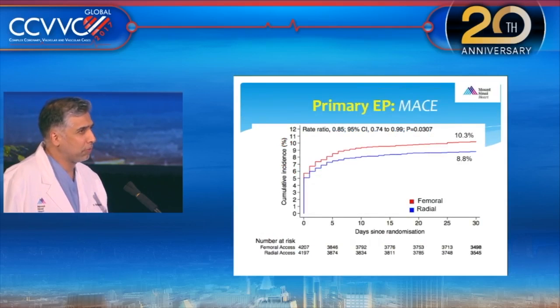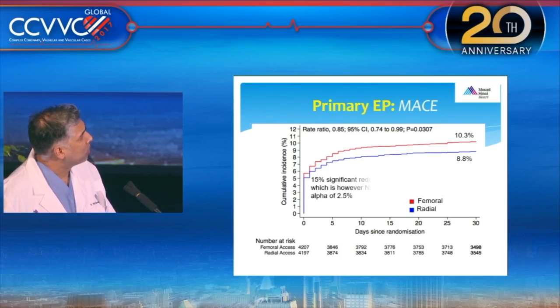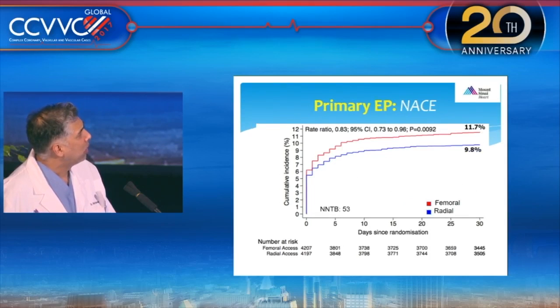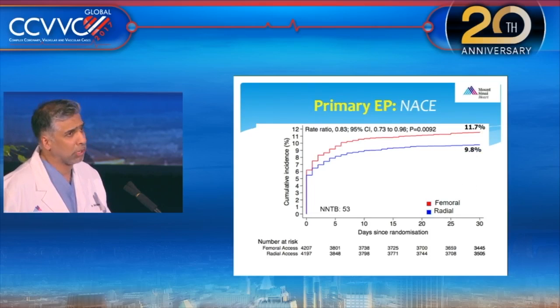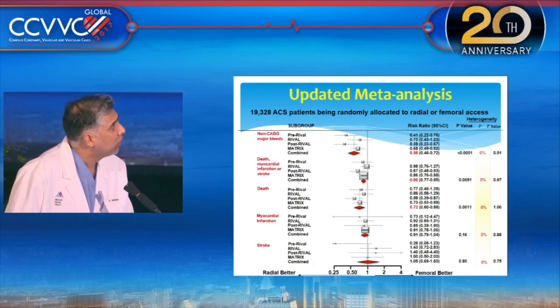They had a pre-specified endpoint, which was even more strict, so they needed a 2.5% error rate, or alpha, which is a 0.025 p-value, which they didn't meet for MACE, although there was a significant trend. And when they did the net adverse clinical events, there was a significant reduction of about 2%, so translating to a number needed to treat of about 50.